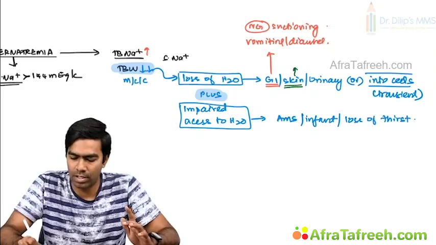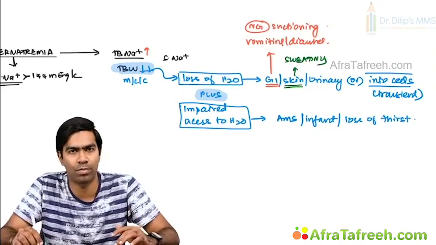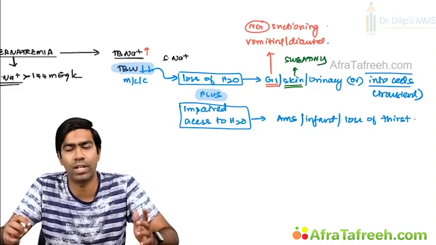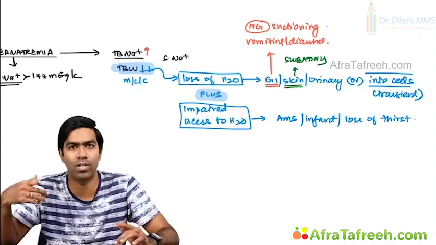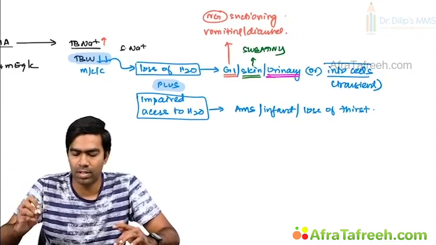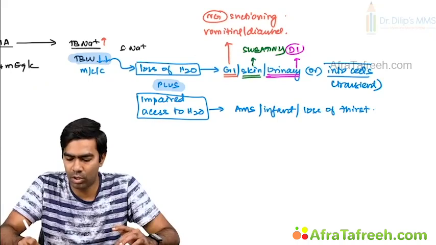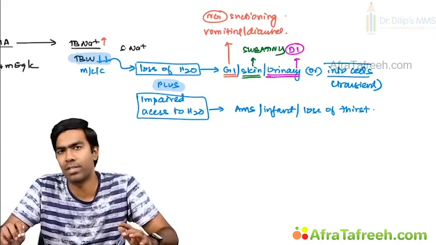Then, skin losses can happen through sweating, because sweating contains a lot of sodium chloride. Continuous skin losses of sweating without any accessibility to drink water make the patient prone for hypernatremia. Similarly, urinary losses means it's always only one disease, that is diabetes insipidus.